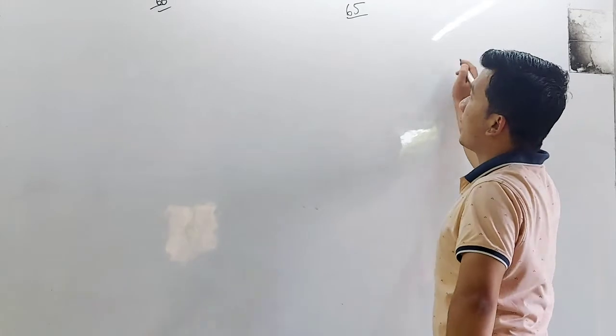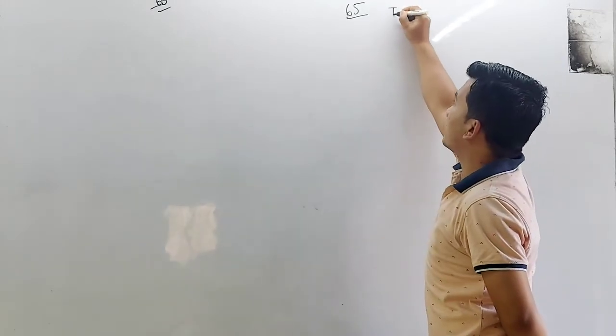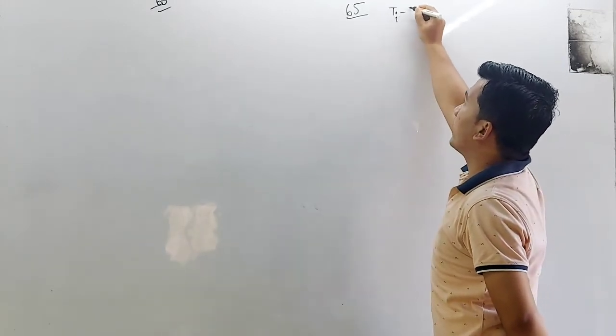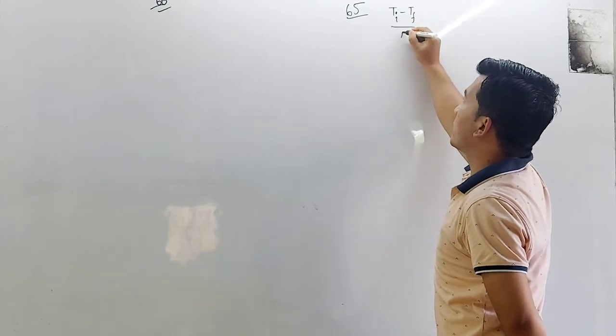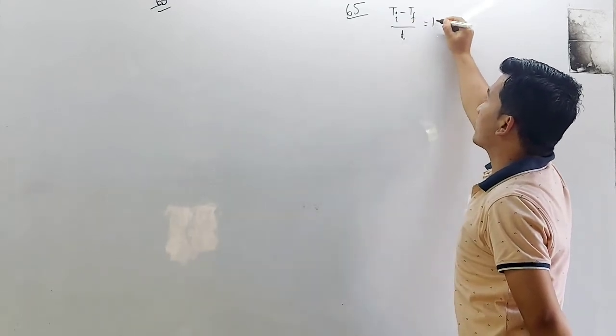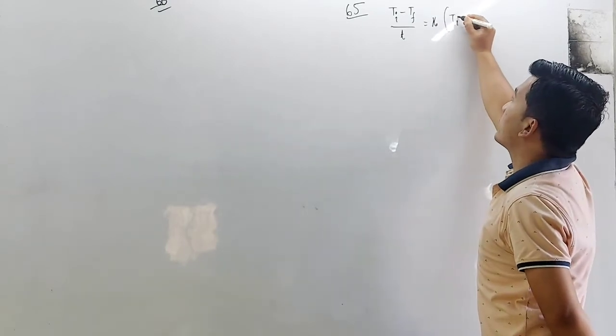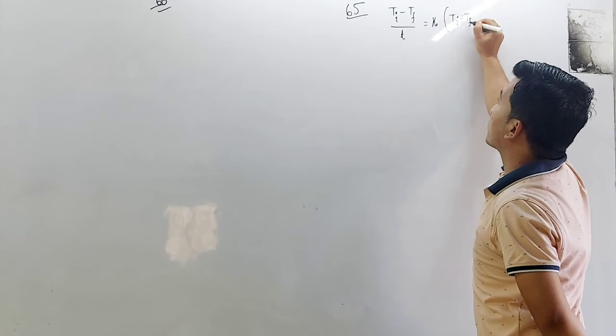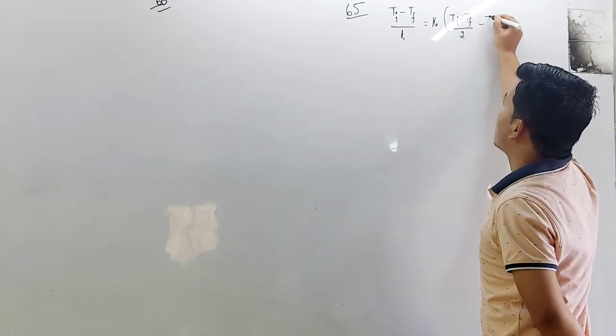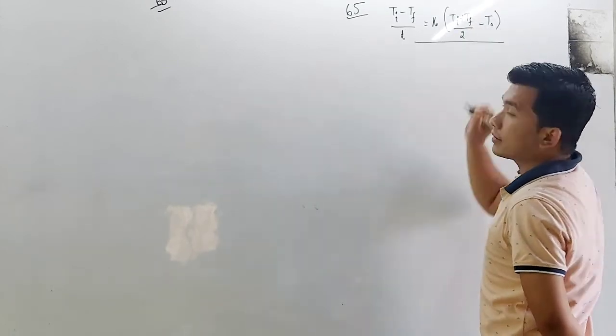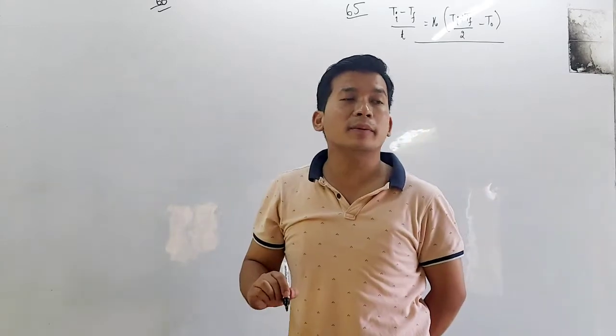What will be the process here? Simple. Newton's law of cooling: the initial minus final temperature divided by duration, and this is your K into a constant times the mean temperature, (Ti + Tf) divided by 2 minus T naught. This was the formula; you should be familiar with it.